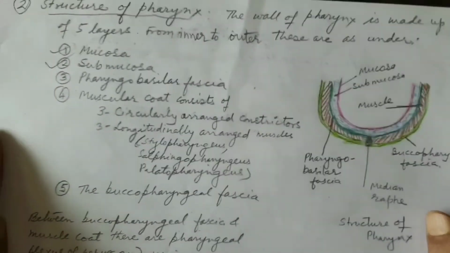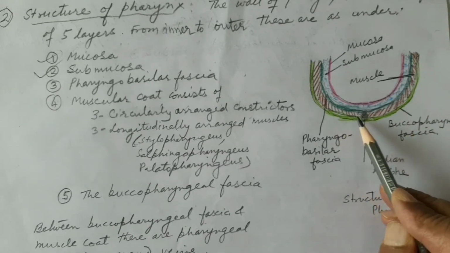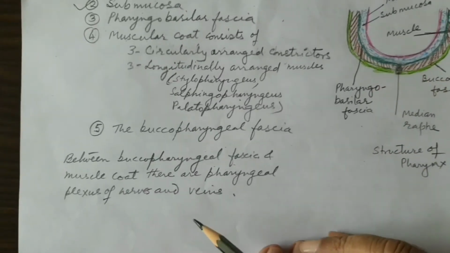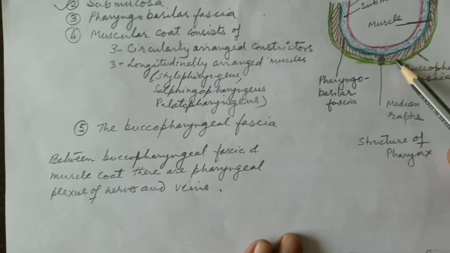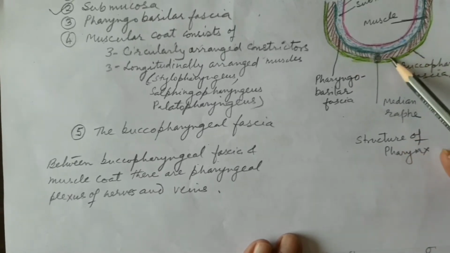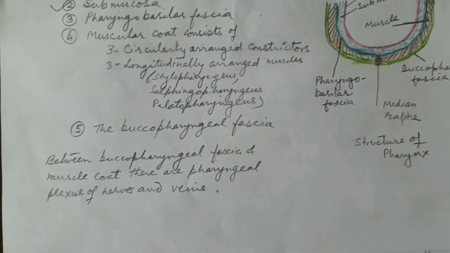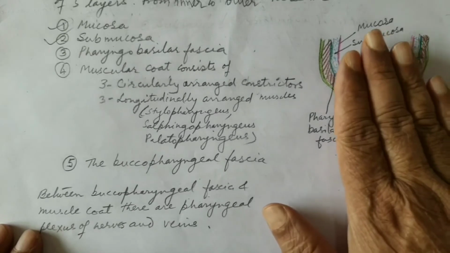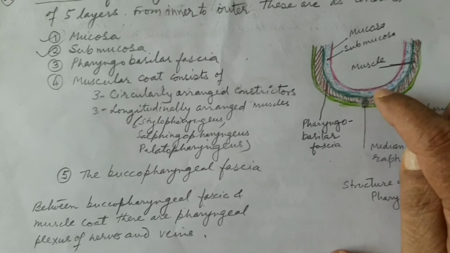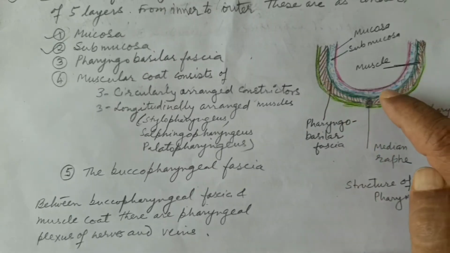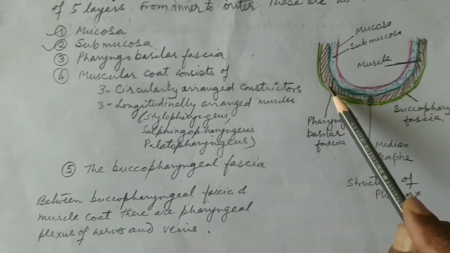Now between this buccopharyngeal fascia, which is posteriorly arranged, and the muscle coat, there is the pharyngeal plexus of nerves. We will learn about the pharyngeal plexus of nerves and the veins. This plexus of veins and nerves is present here posterolaterally. I hope that you have understood the different 5 layers from inside to outside of the wall of the pharynx.